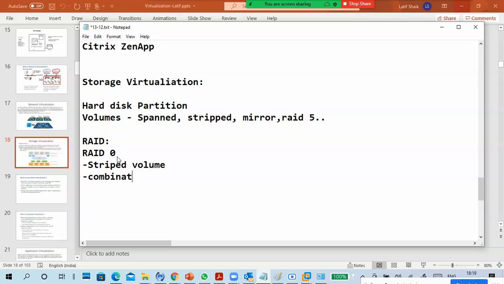Combination of any one. If you study, please tell me. No study.